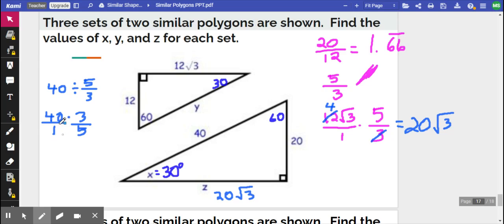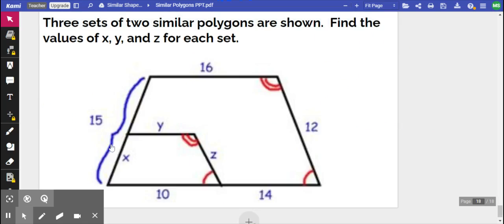And so we can just do some multiplication and cancellation. So I can just divide this 5 and this 40 by 5. So that would make this an 8 and this into a 1. So our answer there would be 24 would be equal to y. We have one more to get to of these type of problems.